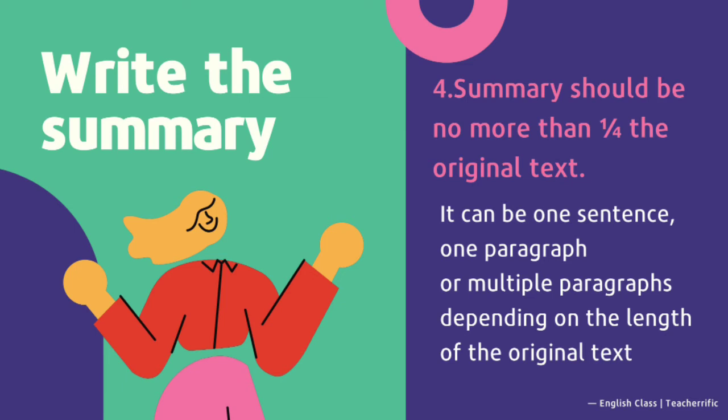Next, summary should be no more than 1/4 of the original text. It can be one sentence, one paragraph, or multiple paragraphs depending on the length of the original text. Although a summary is a shortened version of the original text, we have to make sure that the original meaning is still written.